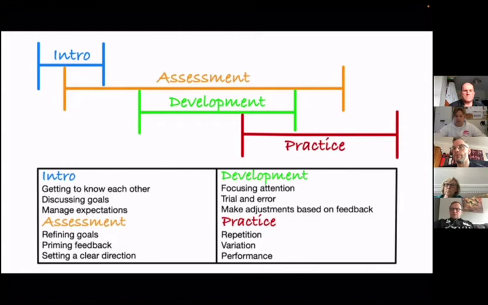Okay. For example, an athlete that I coach on a regular basis, I might at some time spend a lot more time in the development and practice stage, whereas with a new athlete that comes in, I'm going to spend a bit more time in that intro assessment area. So all of that is subject to adjusting depending on who you're with and why.